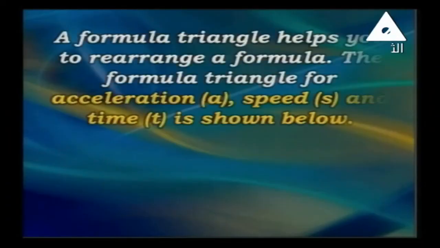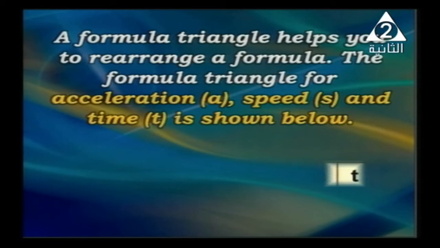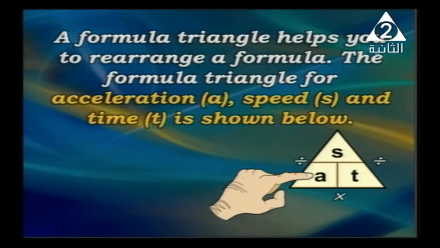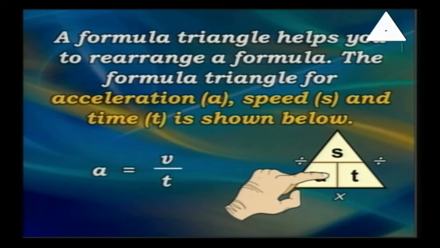Let's go to complete our session today. Here a formula triangle helps you to arrange the formula of the acceleration, speed, time as shown below. So we have here S, A and T. We have S, which means the speed, A, which means acceleration, and T, which means time. So if I need to calculate A, I put my hand like this to make V divided by T.